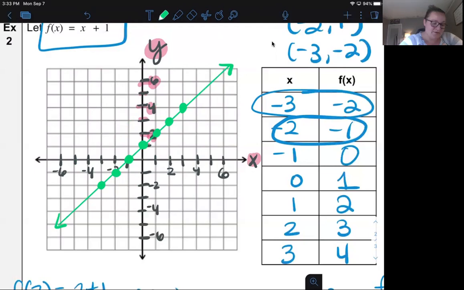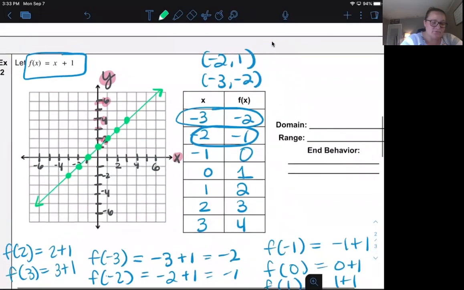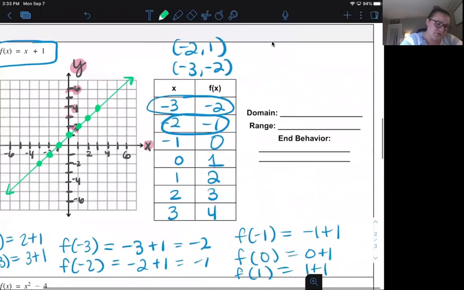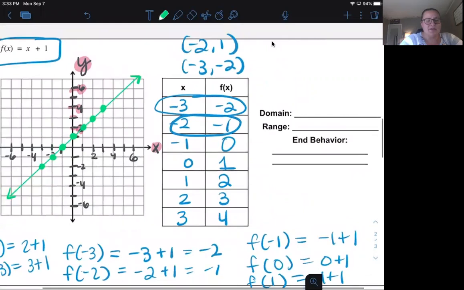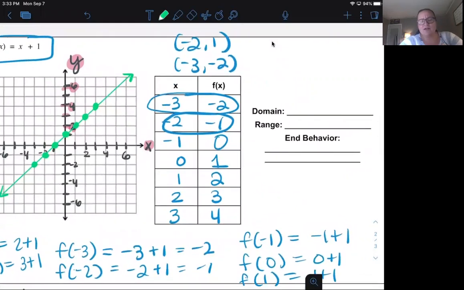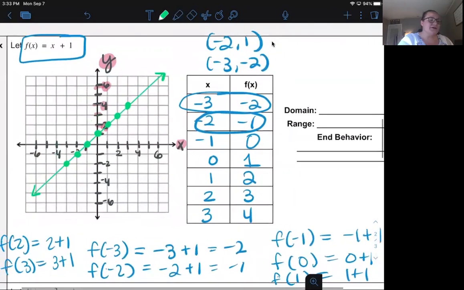All right, so now we're going to describe the domain, range, and end behavior of this graph. So the domain of this graph. Now, are there any numbers we aren't allowed to plug in for x? Could we have plugged in negative fractions? Could we have plugged in negative decimals, positive fractions? Could we have plugged in positive 1,000, negative 1,000? Yes, there's nothing x can't be. In fact, our graph shows that.